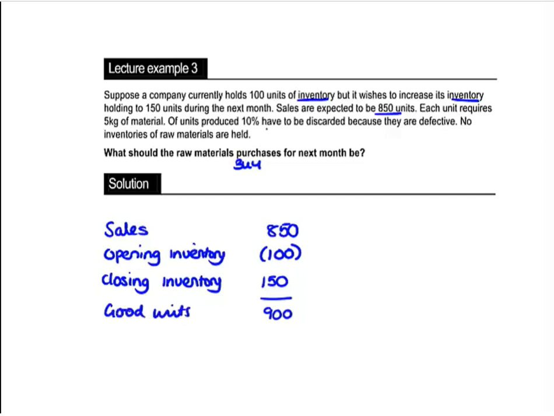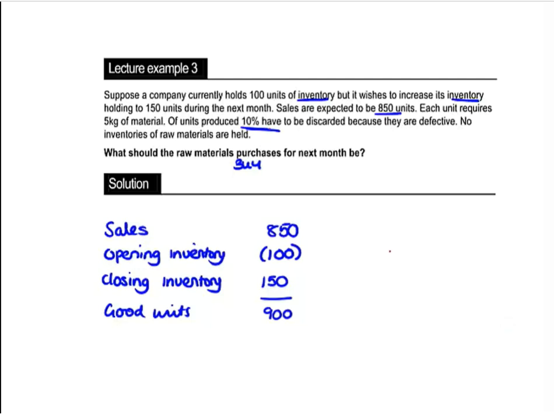However, in this particular scenario, we need to make more than 900 units because actually 10% of what we make is going to be discarded because it's not fit for sale, it's defective. What that therefore means then is that those 900 units are going to represent the good output, which will be 90%. Let's have a think about that now.